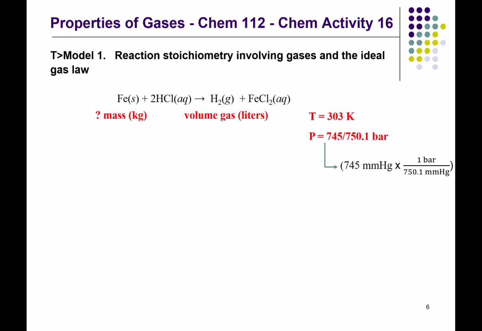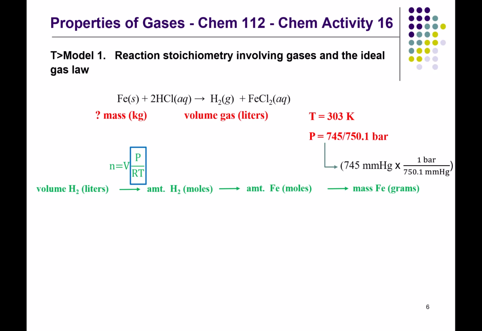Going further then, I'm using my unit plan. So I'm trying to determine a certain volume of hydrogen gas in liters. If I know what volume I want to produce, I can calculate the amount in moles of hydrogen gas that are required. I make use of this modified ideal gas law equation. If I know the amount of hydrogen gas in moles, I can calculate using the balanced equation the amount of iron that would be required, and then finally the mass of the iron that's required.